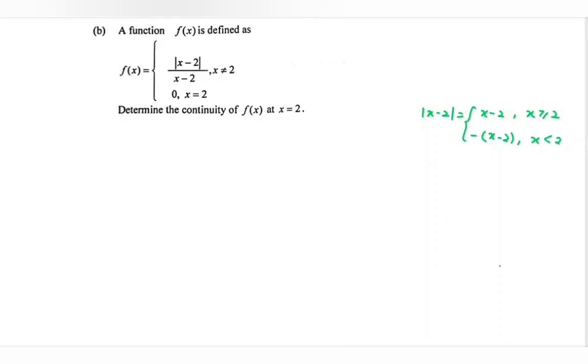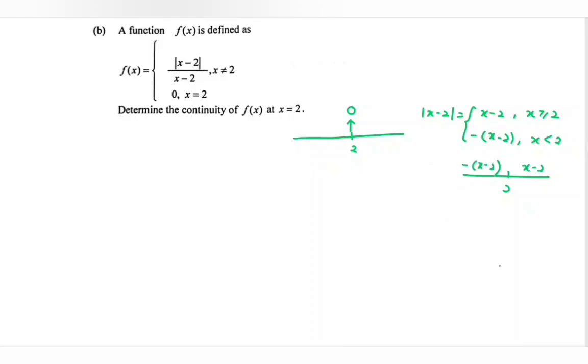Again, define the situation on a real number line. So here we have 2. If x is equal to 2, the value of y will be 0. If x is not equal to 2, it is either on the left hand side or the right hand side. So for the left hand side, referring to the number line, here we have 2. Here we have x minus 2 when x is greater than 2. Less than 2, we have negative x minus 2.